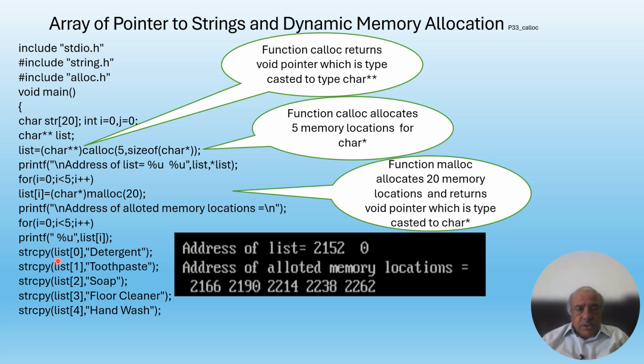To individual elements of our pointer array list, we are assigning the values: detergent, toothpaste, soap, floor cleaner, hand wash. These 5 values I am assigning to the addresses stored in the array of pointers to strings named list in our program, to individual elements of that array of pointers.